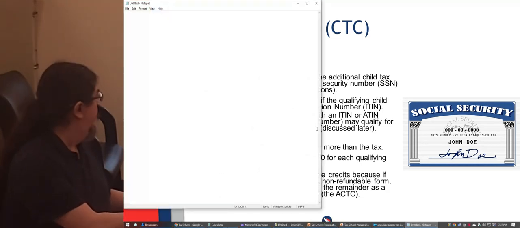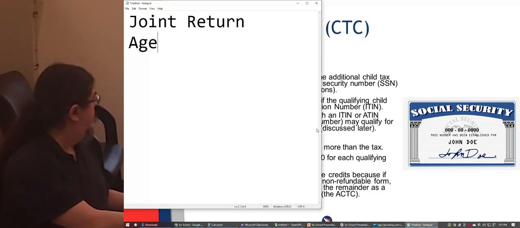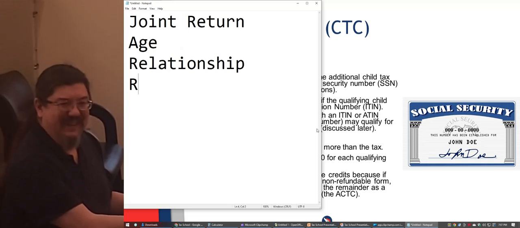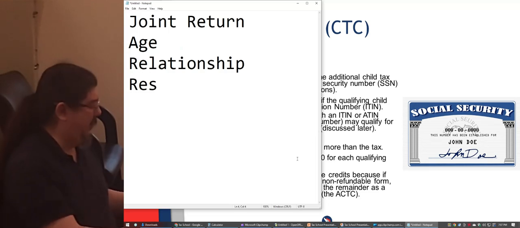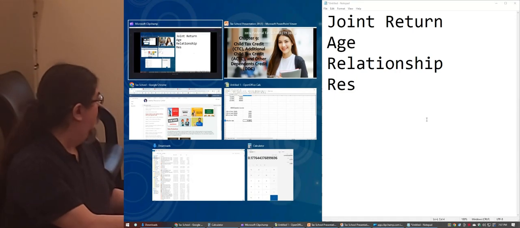Joint return, age, relationship... come on, dude, you know it. JARRS. What is that? Okay, I'll give you a hint. It starts with RES. Oh yeah, residence and support. Yeah. Residency, support. Oops.